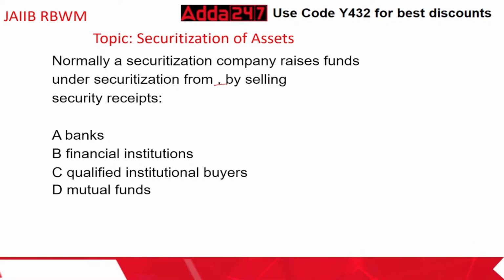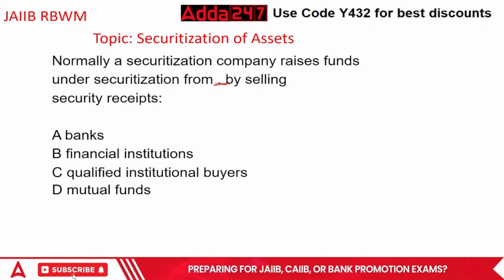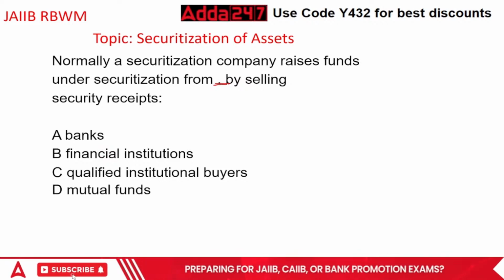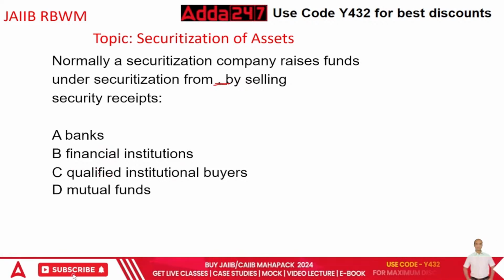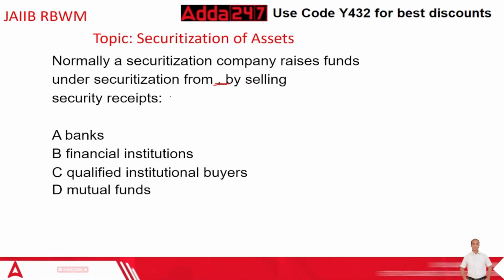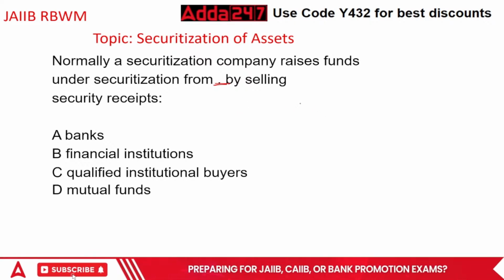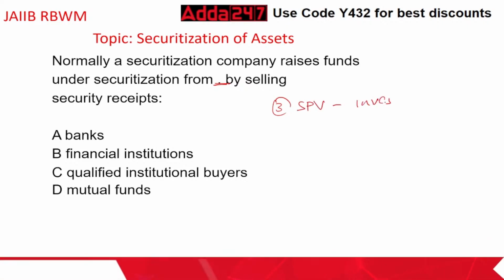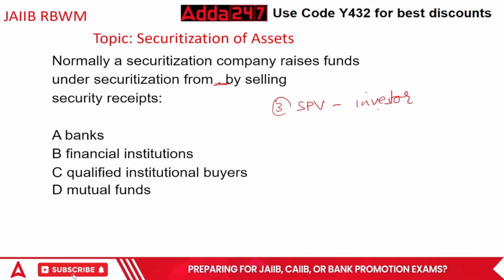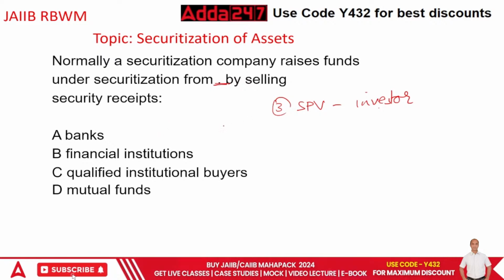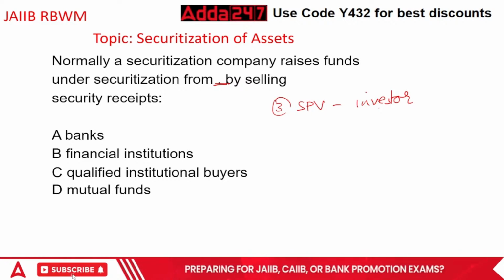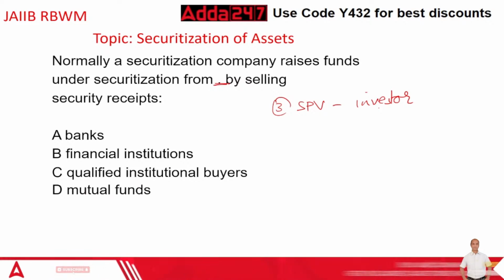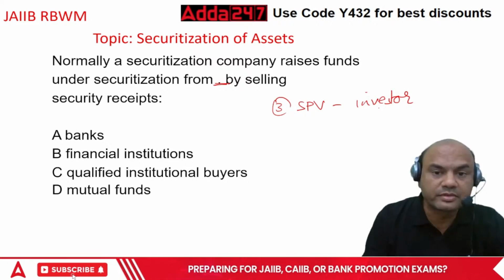So they raise it from whom? Do they raise it from the banks? Do they raise it from the financial institutions? Do they raise it from QIBs, qualified institutional buyers? Or do they raise it from mutual funds? Basically the question is, step number 3 was between the SPV and the investor. Who will be the investor? Will this be the bank, or the financial institution, or the QIB, or the mutual funds?